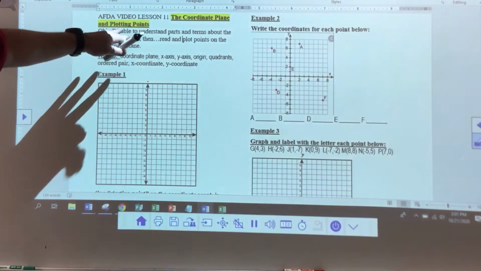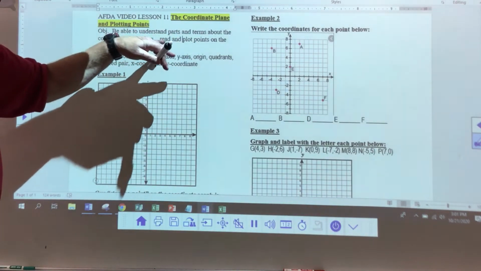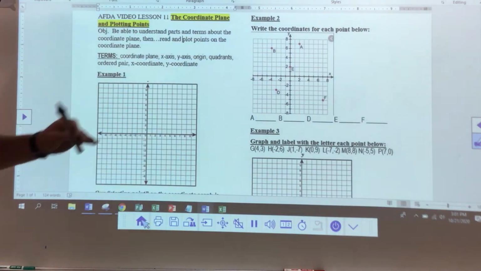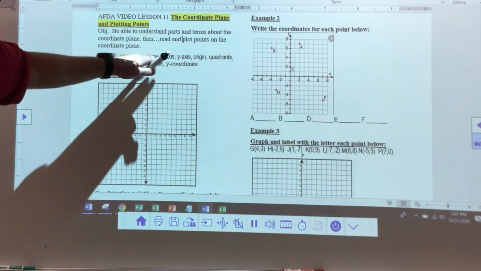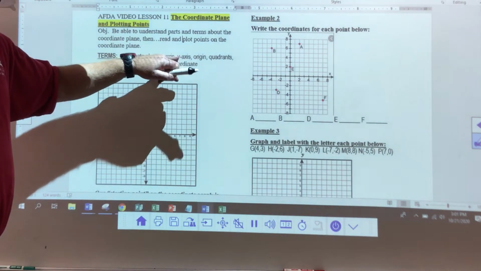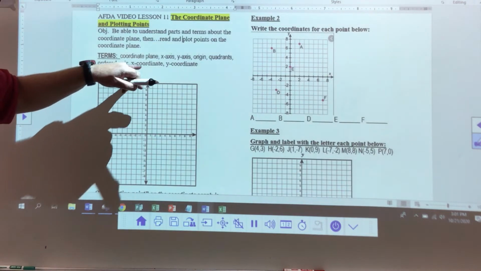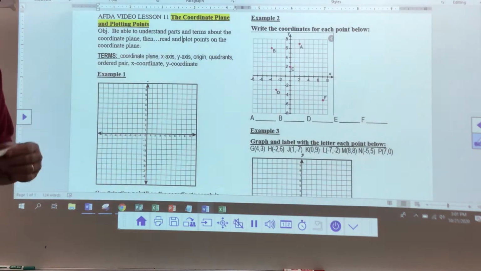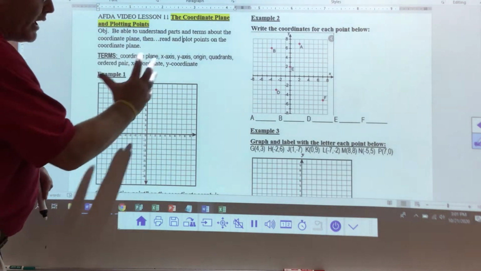Our objective today is to be able to understand parts and terms about the coordinate plane, then read and plot points on the coordinate plane. Some key terms that we have today are the coordinate plane, the x-axis, the y-axis, the origin, quadrants, ordered pair, x-coordinate, and y-coordinate.